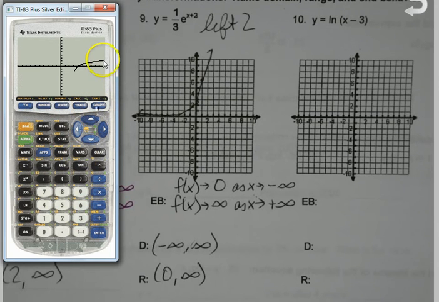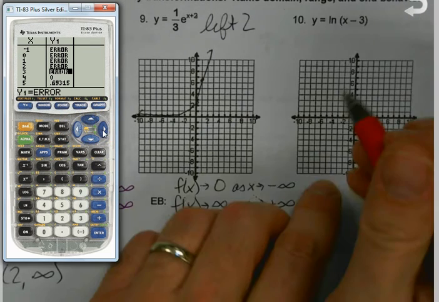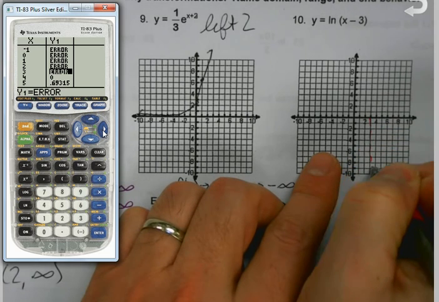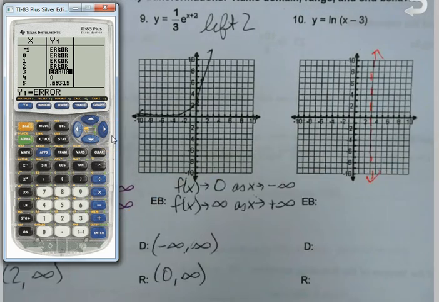Now remember, with logs, we've talked about this before. This doesn't mean this graph ends here. This is going to keep going down. It just means my asymptote's right there. So if we wanted to, let's say, graph this one right away, look at the chart. Remember, that last error message tells me where my asymptote's at. Okay, so my asymptote is at 3. And again, that's our no-cross line. My graph can't go past there.